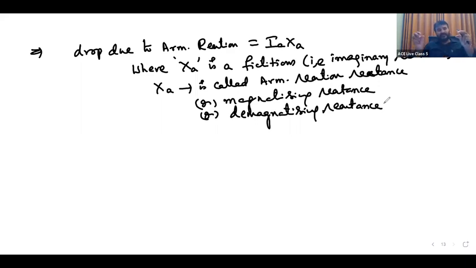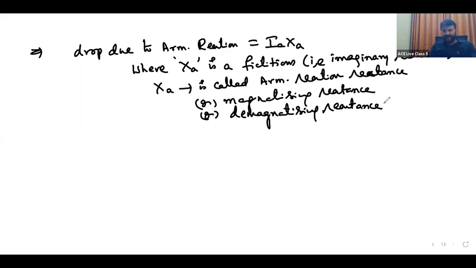Modeling. Friction is modeled with a resistance because where friction is there, frictional losses occur. Where resistance is there, I squared R losses occur. Where frictional losses are there, there is a heating effect. I squared R losses also produce temperature. In the same way, armature reaction also can be modeled with a fictitious reactance XA.